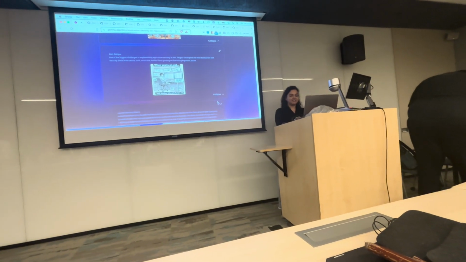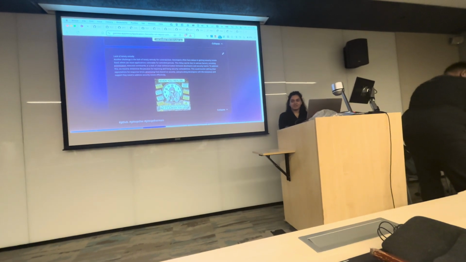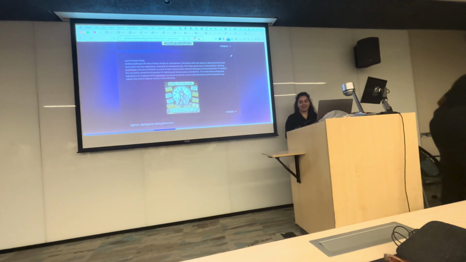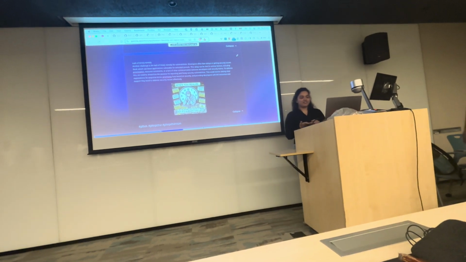And the other part is the security patch. If you do find the security patch, but it comes too late, by that time the damage is already done.